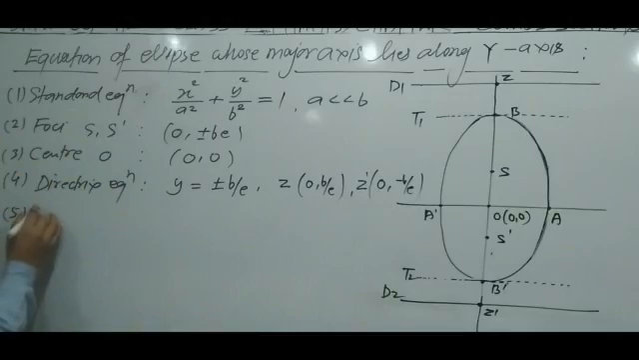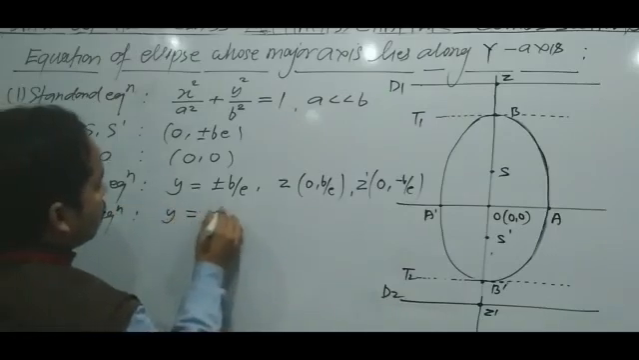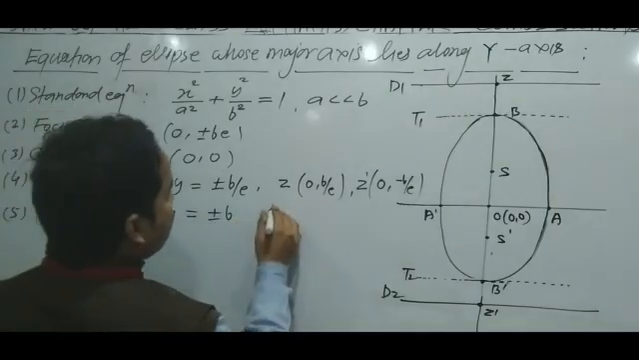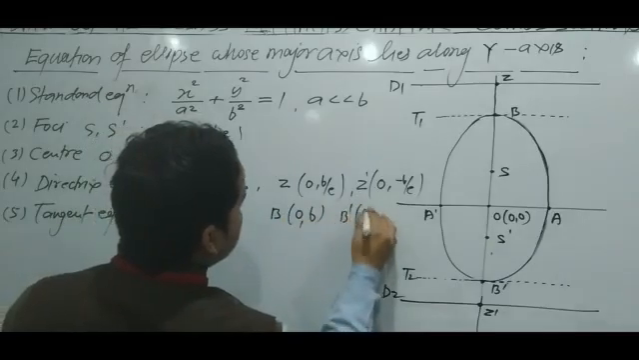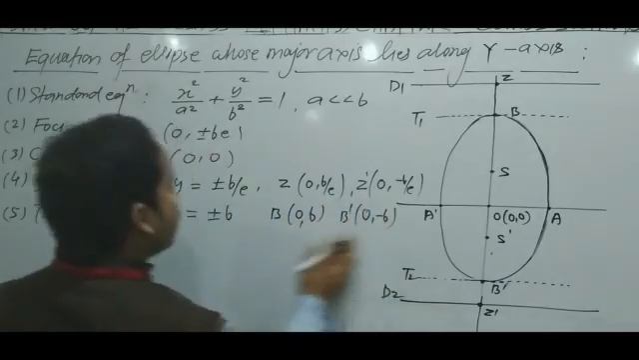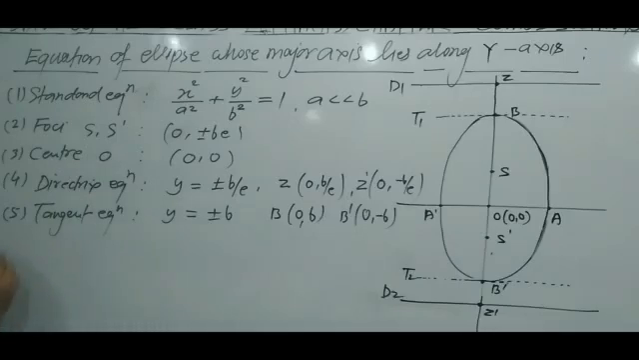Fifth point is tangent equation, y is equal to plus minus b, and B coordinate is 0 comma b, B dash is 0 comma minus b. Now seventh point is length of major axis. Equation of major axis.